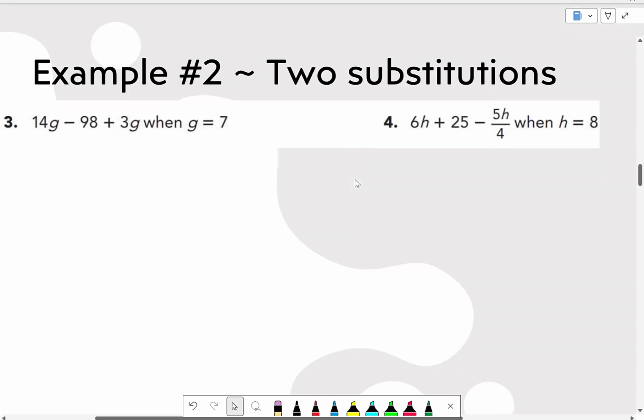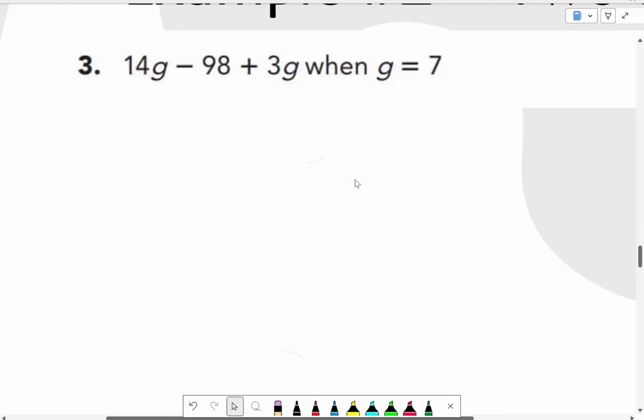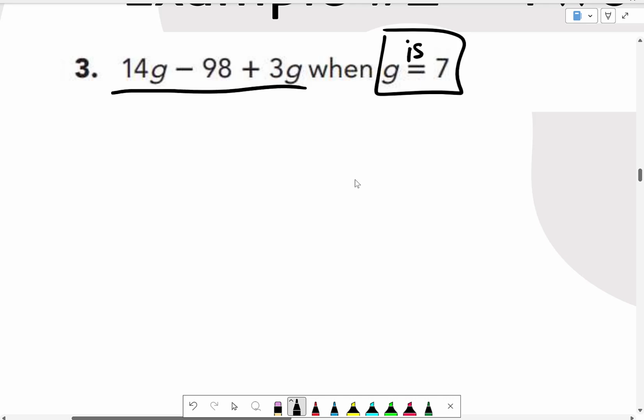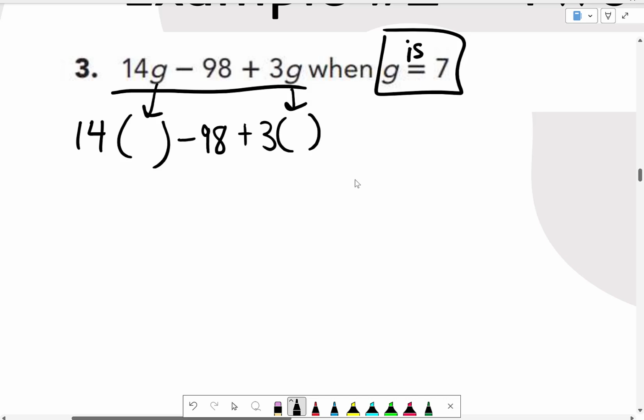All right, we're on example number 2 now. This time there's 2 substitutions. This means that there's more than one location that you have to substitute a number. So again, I'll do the first one and then you'll be able to do the second one on your own. So here in number 3, the information that we have is that g is 7. Okay, so that's the information I need to use. So my expression right here, I'm going to copy everything except I'm going to change the variable to parentheses. So I have 14, instead of g, I'm going to put parentheses, minus 98 plus 3 parentheses.